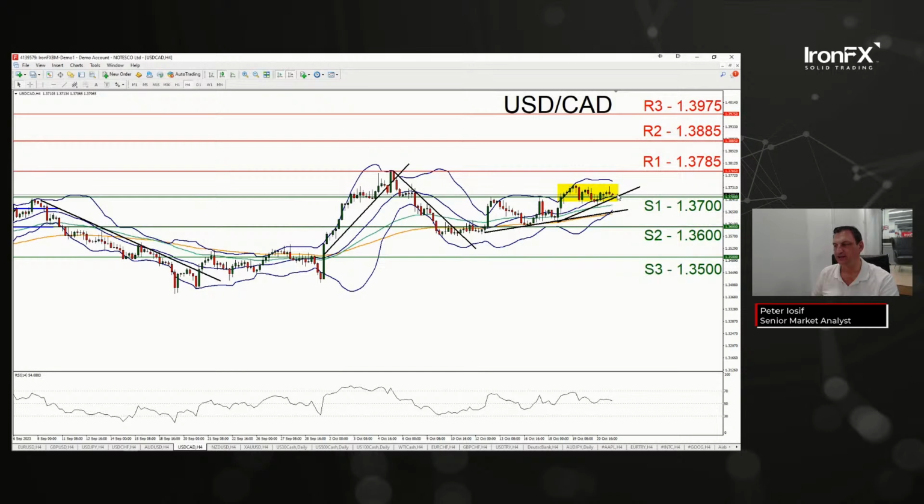Should, on the other hand, the pair remain in sideways motion, we may see it continue to revolve around the 1.37. And in that case, it would break the pre-mentioned upward trend line, something which will become more evident in the next 24 hours.